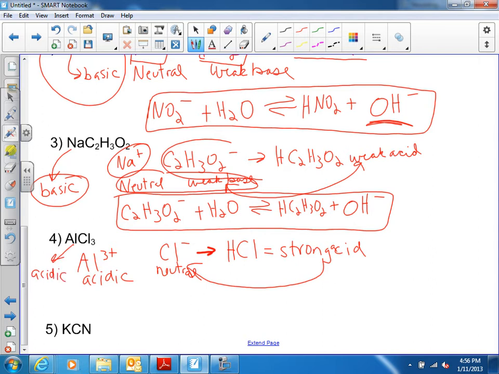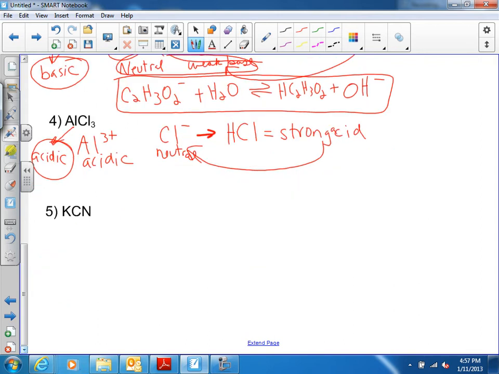I will never give you a problem where I have acidic and basic in the same problem. It'll either be neutral or acidic. Unless something is amphoteric. We'll talk about that later. Amphoteric is when you have a single ion or a single molecule that can act as both an acid and a base. And we've seen a couple of those over time, but we'll go over that.